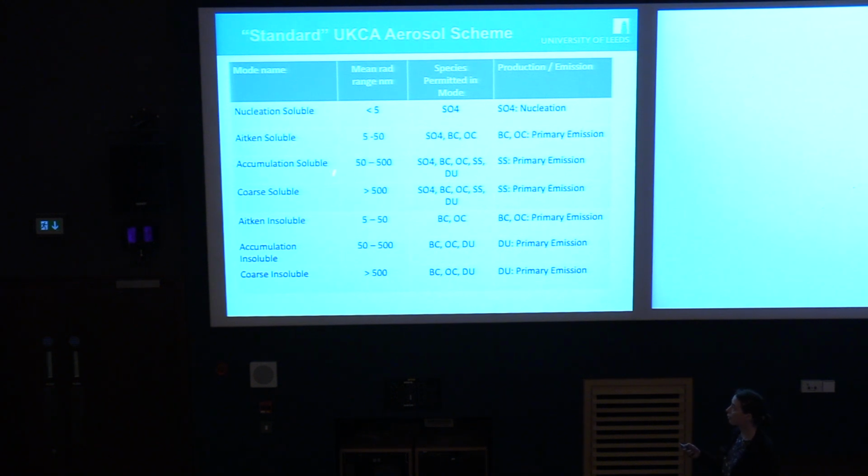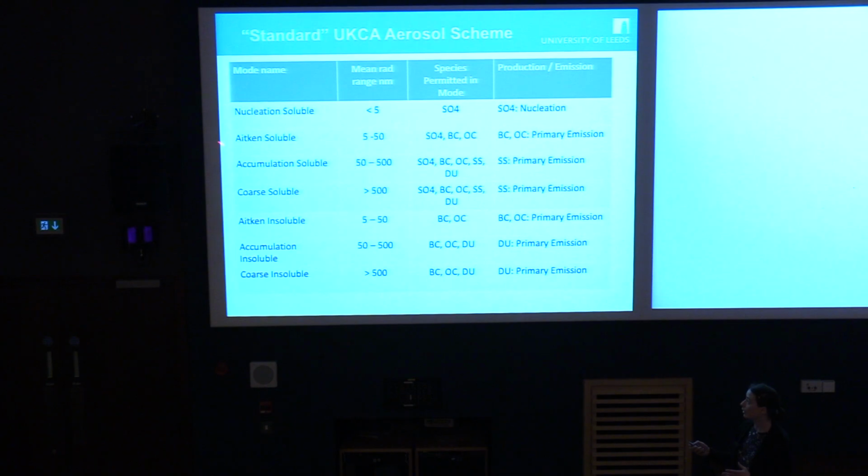I've grouped these into 4 soluble modes and 3 insoluble modes. You saw in the previous plot, when I was showing the aerosol size distribution, the order of the size of the modes. The way that we keep the modes in the right order is that we set boundaries onto each one of these modes. The nucleation soluble mode has to have a mean radius of less than 5 nanometers. The Aitken soluble mode's radius is allowed to vary between 5 and 50 nanometers, accumulation between 50 and 500 nanometers, and the coarse soluble is larger than 500 nanometers.